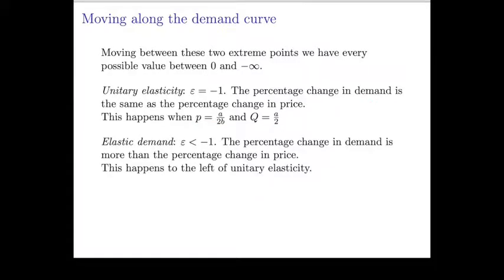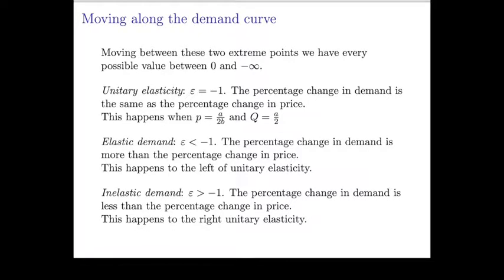If elasticity is less than -1, in other words, the absolute value of elasticity is greater than 1, then the percentage change to demand is greater than the percentage change to price. So this is going to happen to the left of unitary elasticity. So for quantities that are lower than unitary elasticity, so quantities that are smaller than A over 2.